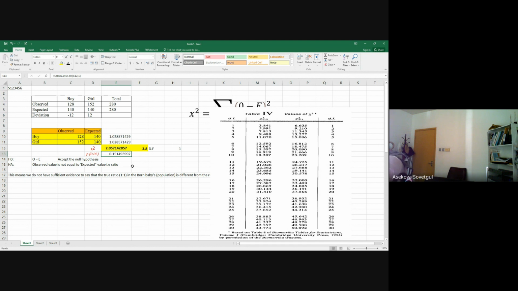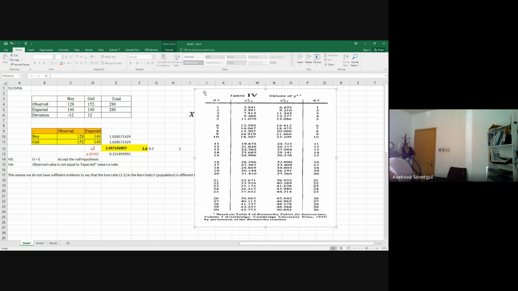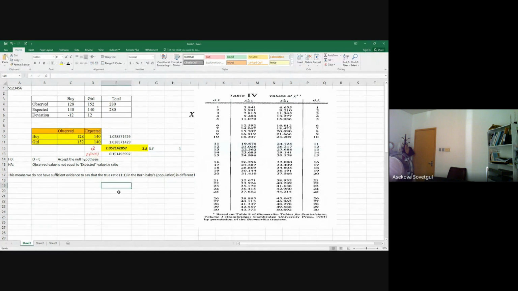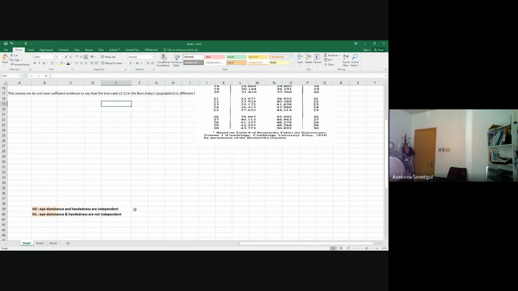You see the power of the chi-square. Statistically, from the statistical point of view, this makes sense. So this was the first example. Similarly, let's do the second example, for your good practice.